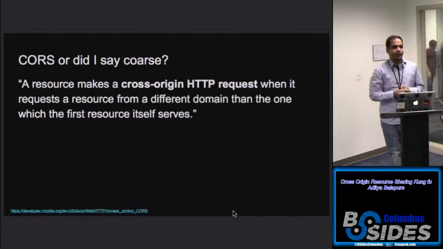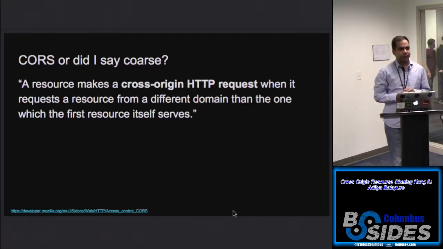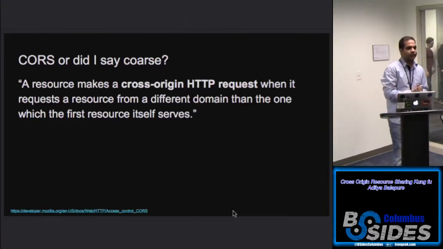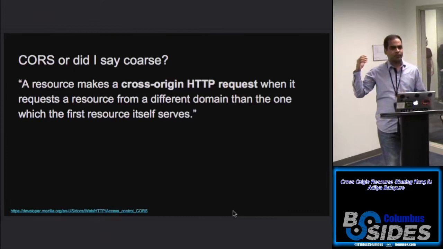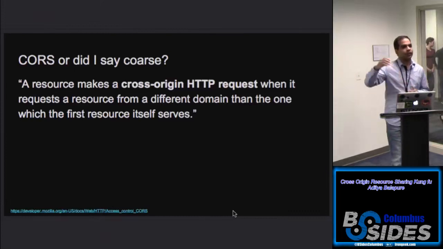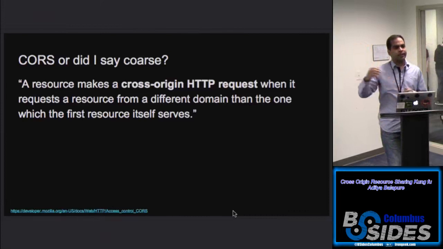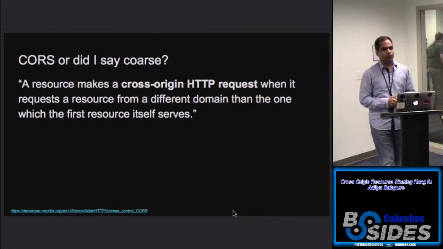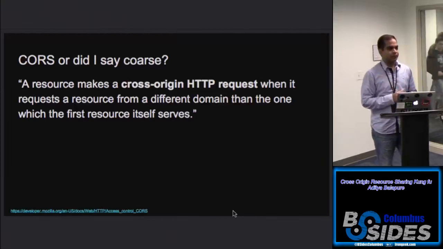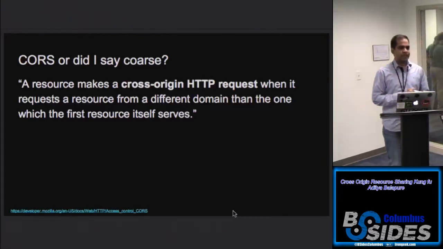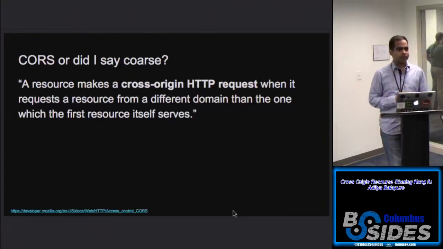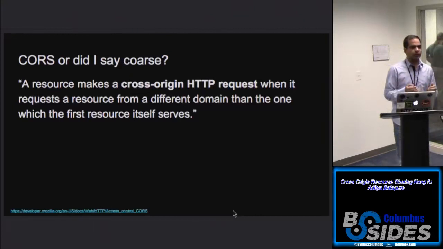Just a quick Wikipedia definition of what cross-origin resource sharing is. Basically, a resource makes a cross-origin HTTP request whenever it's trying to access a specific resource from a different origin than the one it's making the request from. Again, this is basically a bookish definition, and we're going to cover some easy examples, some lame examples, and even dive into the deeper technical requests and responses to understand how the whole thing really works.